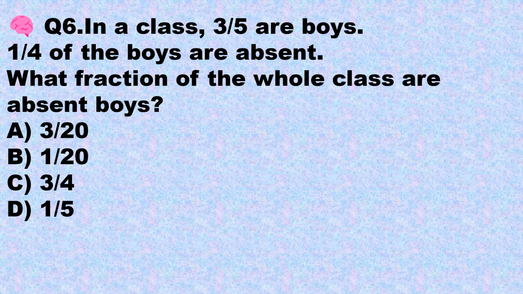In a class, 3 by 5 are boys. Out of that, 1 by 4th of the boys are absent. What fraction of the whole class are absent boys? So from 3 by 5th of boys, 1 by 4th of boys are absent. So we have to calculate how many boys total are absent in the whole class. Simple. What you have to do is multiply 3 by 5th of the class of boys by 1 by 4.